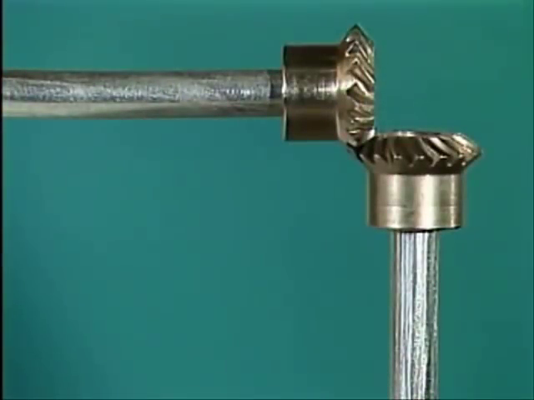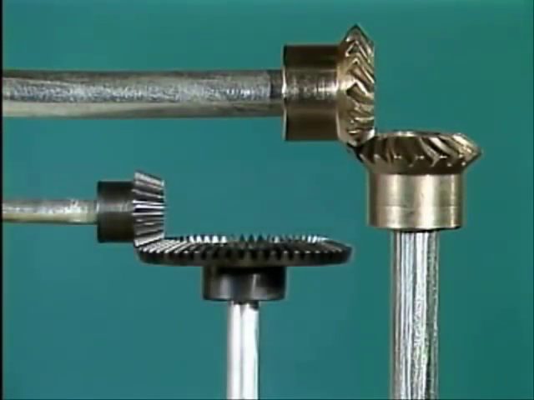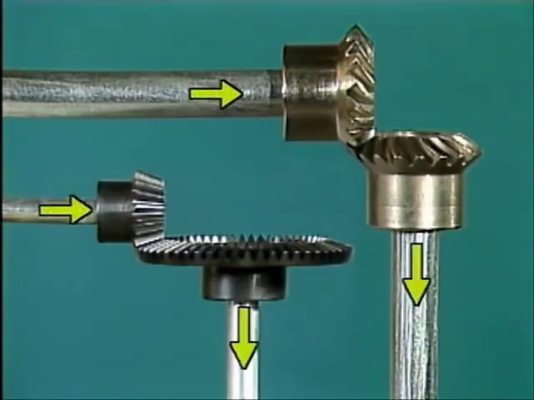Although spiral bevel gears are made differently from bevel gears, the two types are both used to transfer power from one shaft to another shaft, generally at a 90-degree angle.